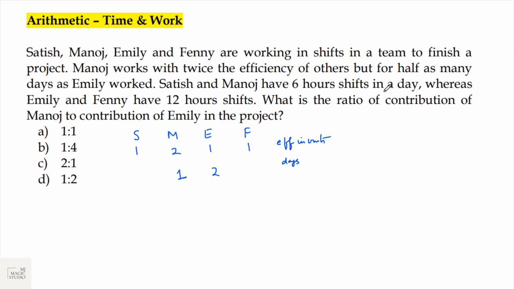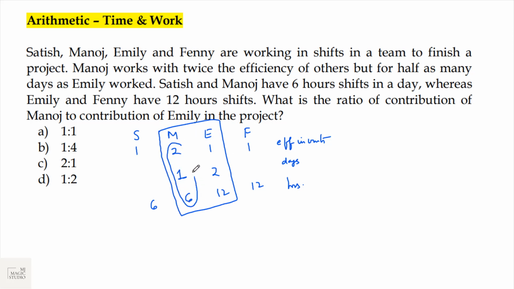Satish and Manoj have 6 hours shift in a day. Okay, if we talk about hours, Satish is 6 hours, Manoj is 6 hours. Whereas Emily and Fanny have 12-hour shifts. They are working for 12 hours. What is the ratio of contribution of Manoj to Emily in the project? This is what we are concerned with.